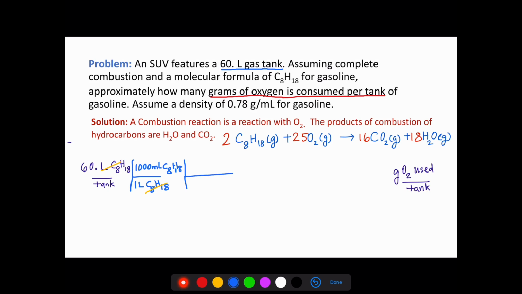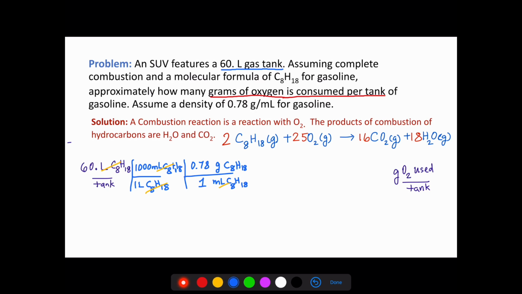Next, we're going to go from milliliters of octane to its mass in grams, grams of octane. And the connecting factor is the density. There is 0.78 grams for every milliliter of octane. So 0.78 grams for a milliliter of octane. And now milliliters cancel out.